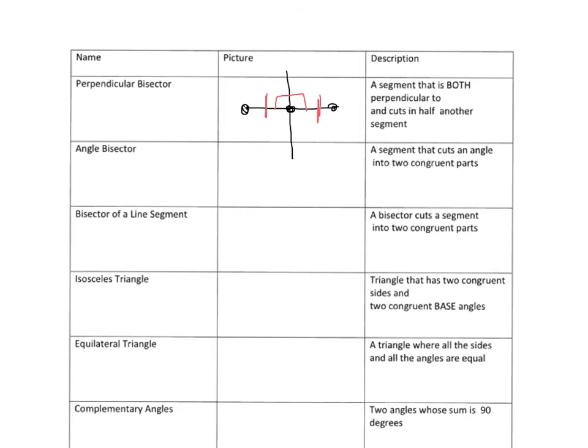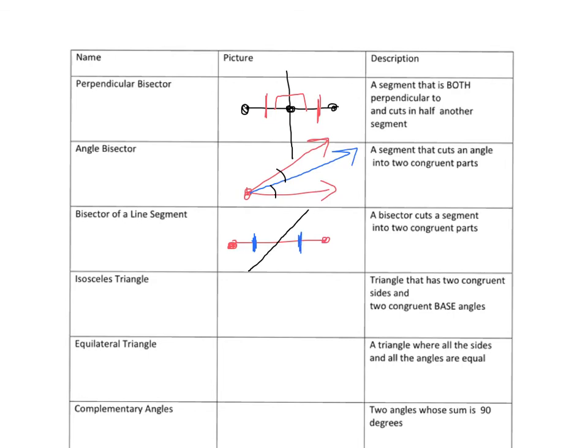The next one, an angle bisector, a segment or ray that cuts an angle into two congruent parts. So let's say I had a ray in here and it was the angle bisector. That means that this angle is congruent to that angle. Now, in addition to angle bisectors, we could have segment bisectors. So in this case, I might draw a line that looks like this, and a segment bisector would tell me that this piece is congruent to that piece. So that's a segment bisector.